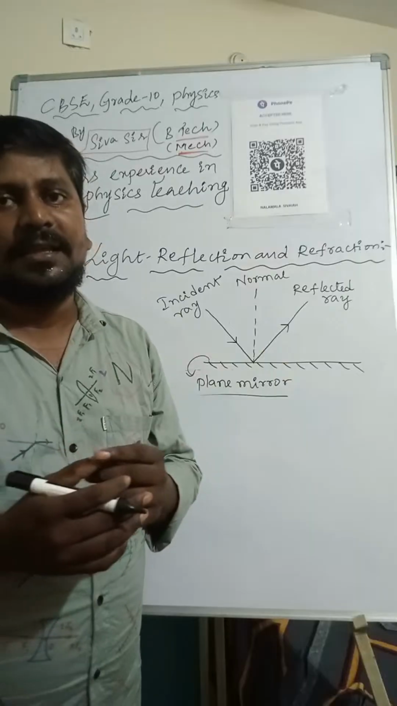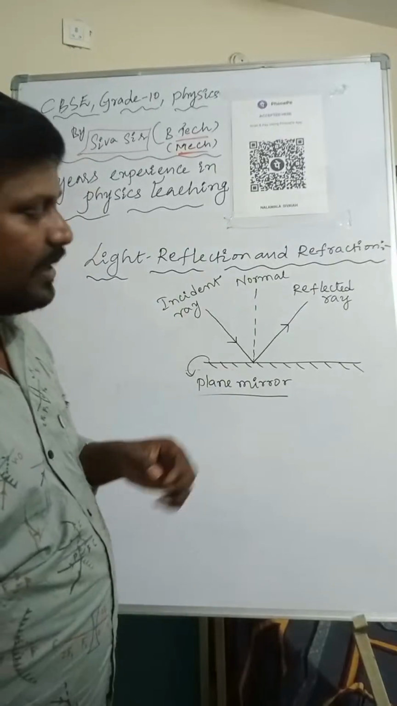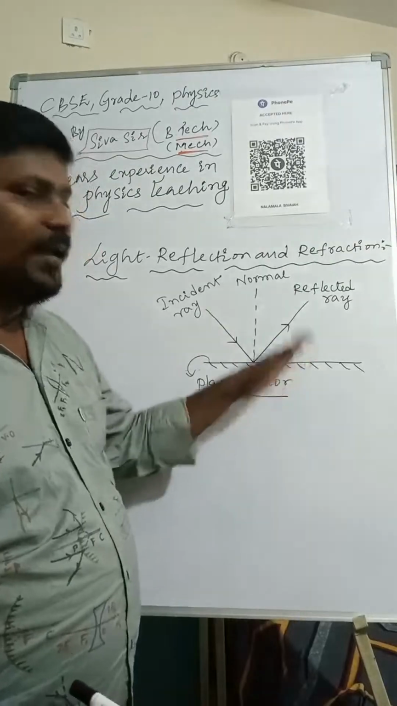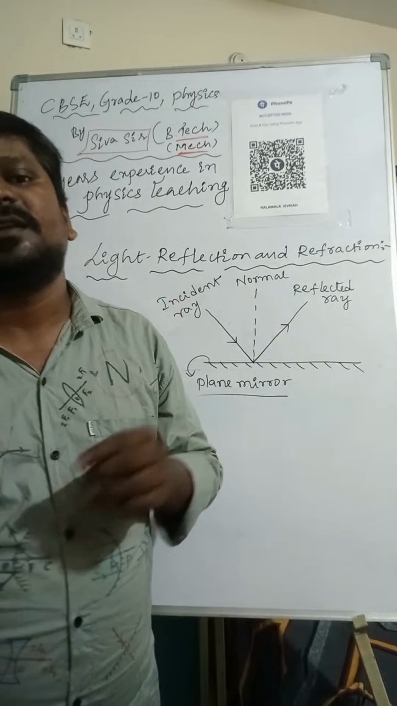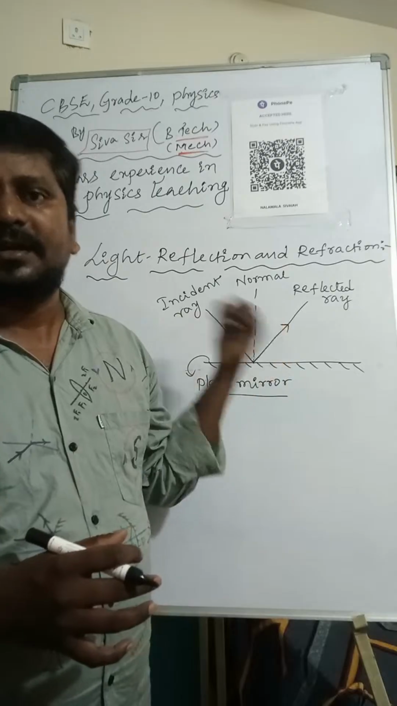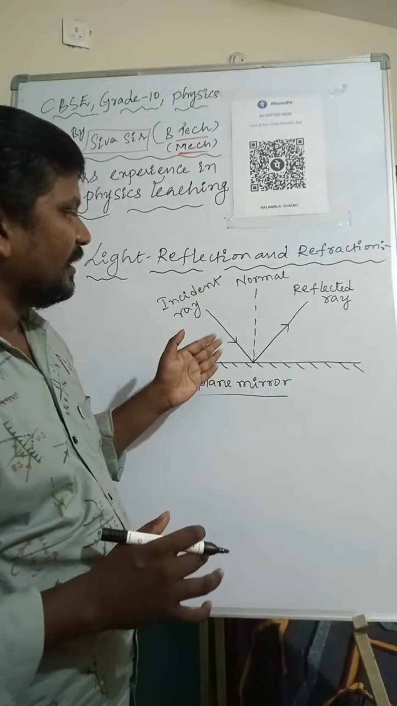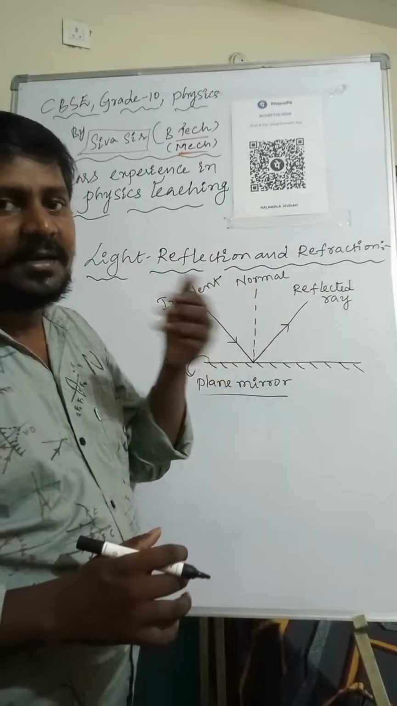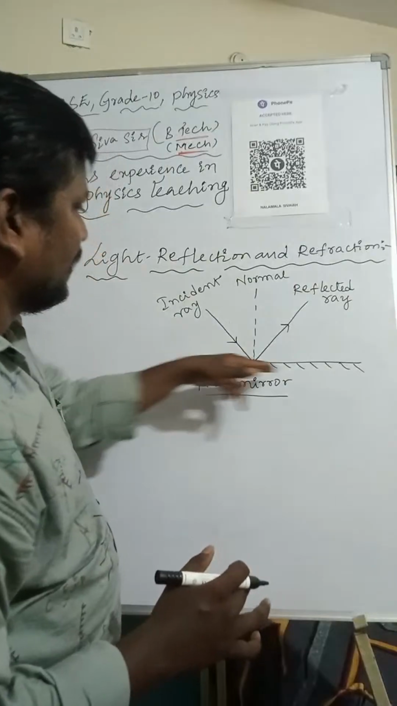The light which is incident on the surface is called the incident ray. The light which is reflecting back is called the reflected ray. And this plane mirror is the reflecting surface. I hope it is clear to you, right? The mirror which is plane is the plane mirror.